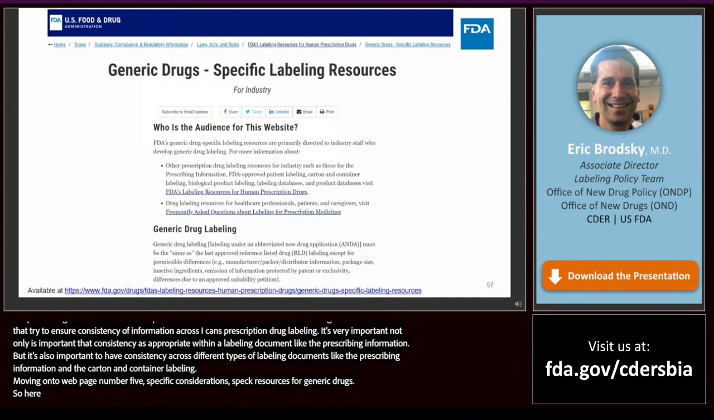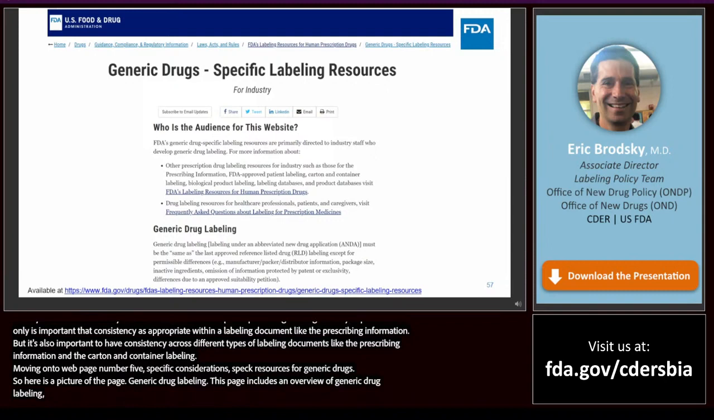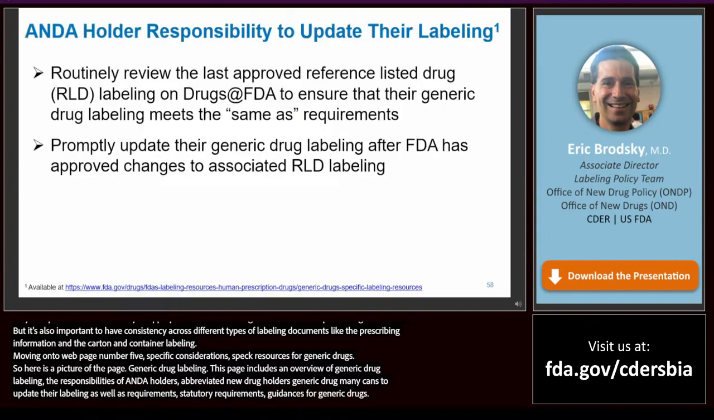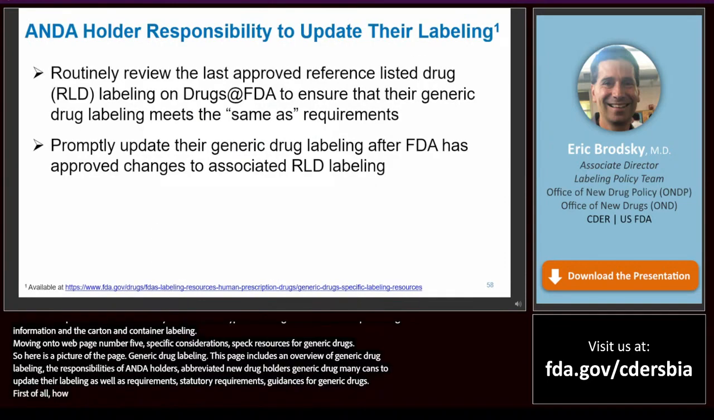So here is a picture of the page, generic drug labeling. This page includes an overview of generic drug labeling, the responsibilities of ANDA holders, abbreviated new drug application holders, or generic drug companies to update their labeling, as well as statutory requirements and guidances for generic drugs. First of all, how can a generic drug labeling be different or similar to its reference listed drug labeling or RLD labeling, the NDA labeling?